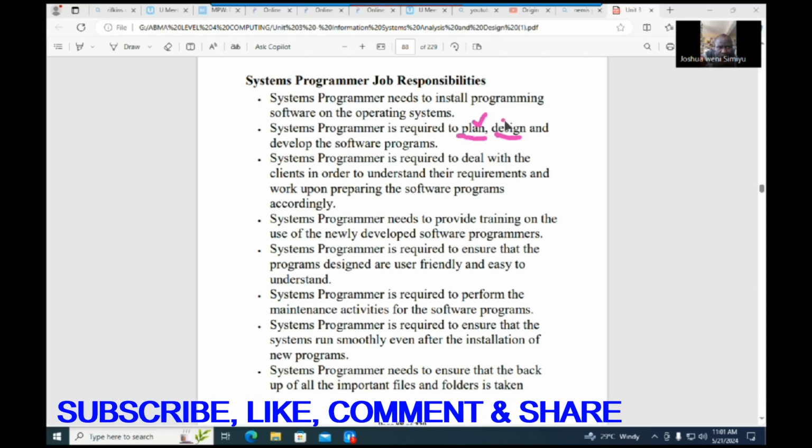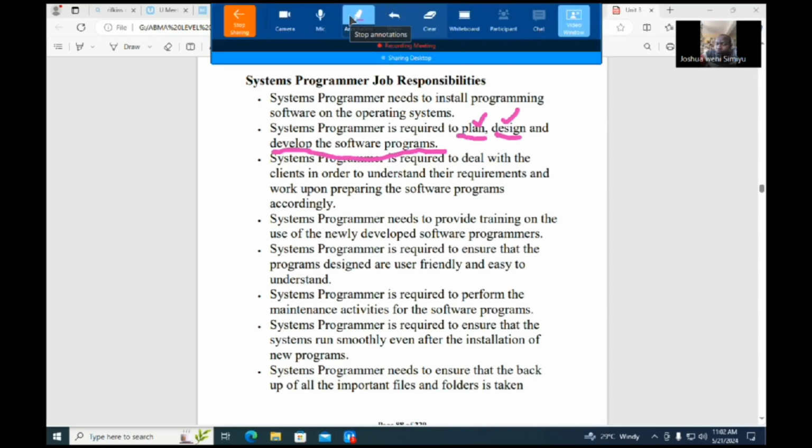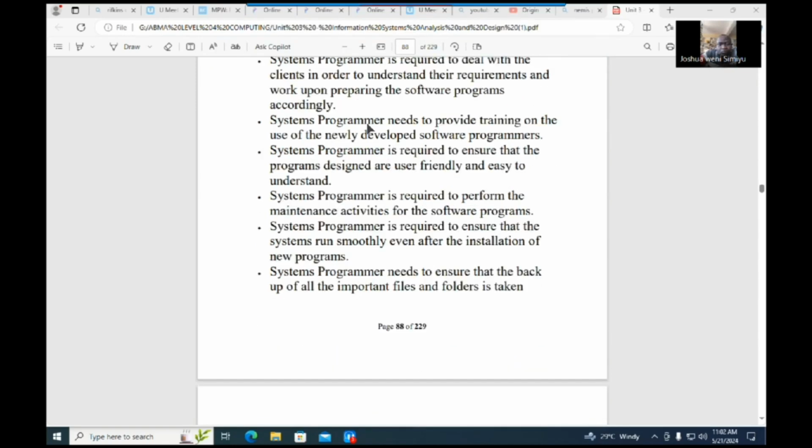After he has done the planning and come up with the design, he is going to develop the software program. In other words, he's going to convert that drawing into a real system. It's very paramount, it's very important.